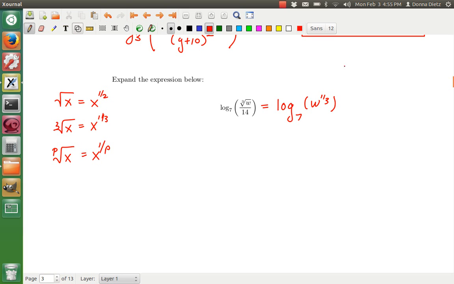Okay. So now we want to say minus log base 7 of 14. But I haven't expanded it fully until I've used the other rule and let the exponent jump in front. And that's it.